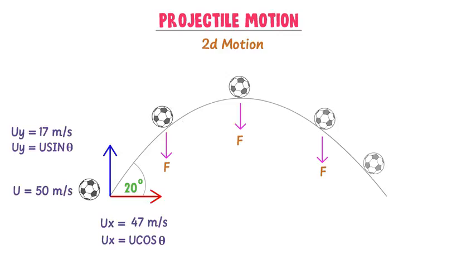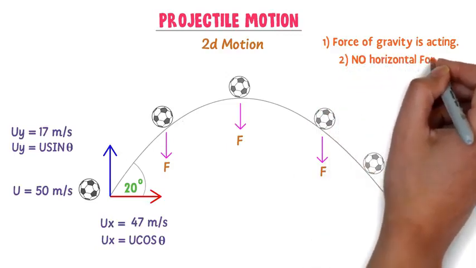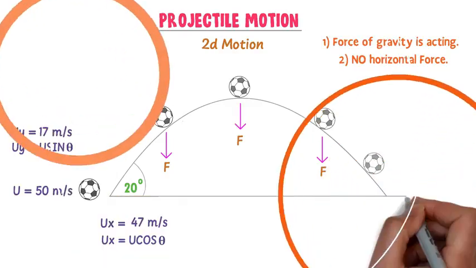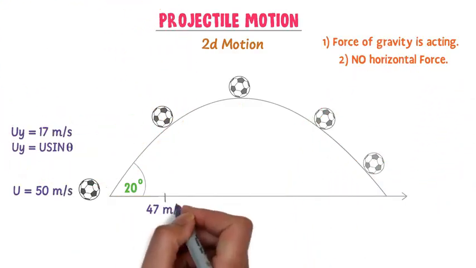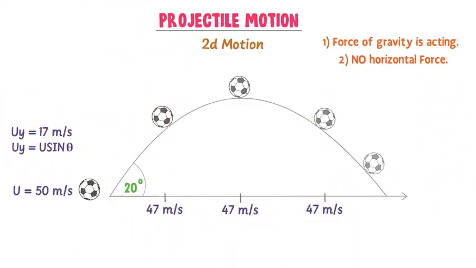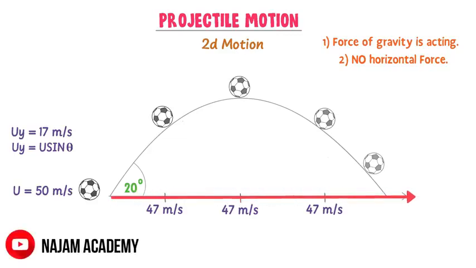Therefore, note it down that only gravity acts on a projectile. It means that there is no horizontal force acting on the ball. Thus, the initial velocity of the ball along the x-axis would be 47 meters per second at each and every point. We say that the ball moves with constant velocity in the x-axis direction. It is because no force is acting along the x-axis.